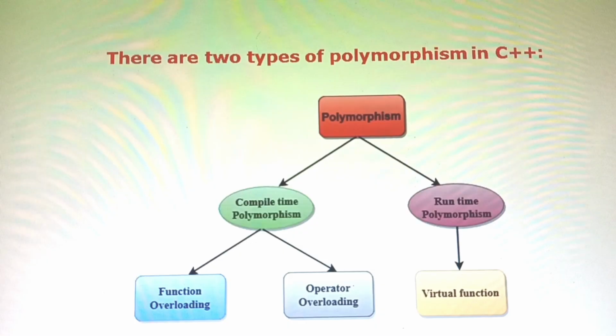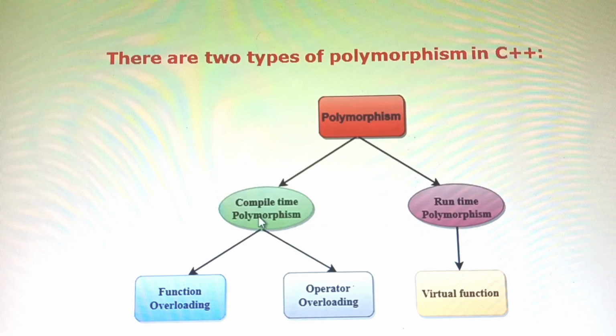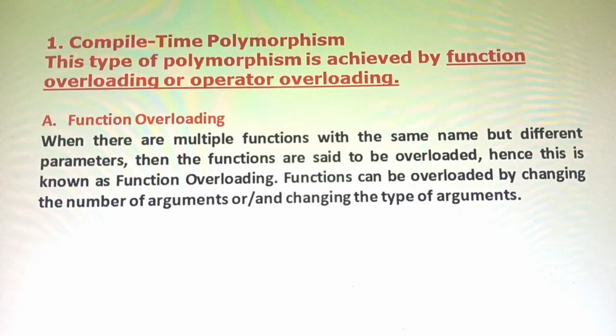There are two types of polymorphism in C++. Polymorphism is mainly divided into compile time polymorphism and runtime polymorphism. Later we will study one by one. Compile time polymorphism is divided into function overloading and operator overloading. Then runtime polymorphism is a virtual function. Let us study one by one. What is function overloading? What is operator overloading? What are virtual functions?